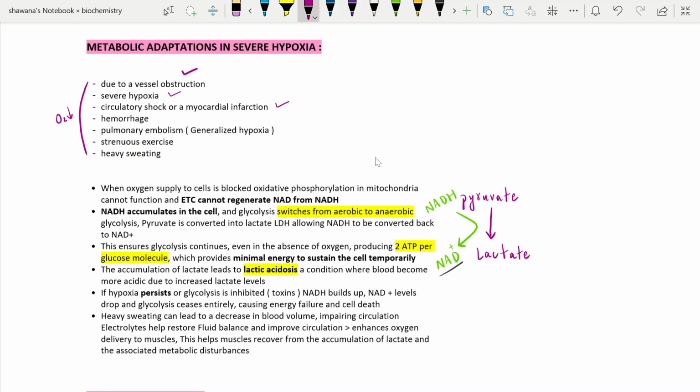If there is heart attack or circulatory shock, yes, there will be hypoxia and ischemia. Loss of blood from the body will cause reduction of volume of the blood and it will eventually lead to generalized hypoxia. Pulmonary embolism, in which the blood is not being oxygenated by the lungs, yes, it will cause ischemia and hypoxia. Strenuous exercise and heavy sweating will also result in hypoxia.